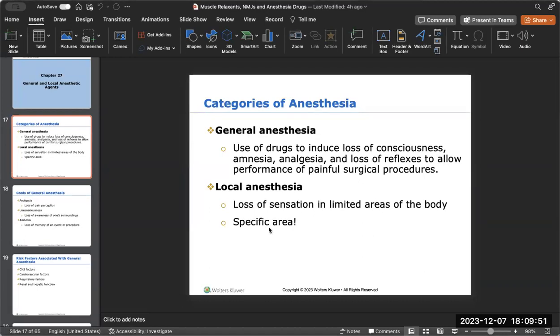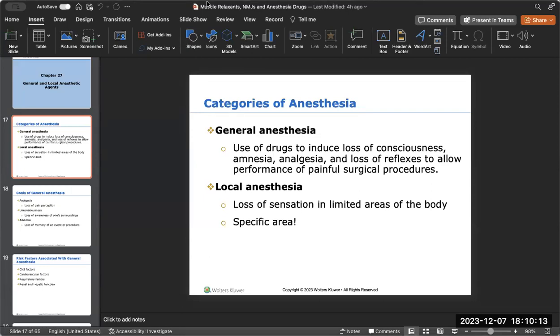So general means that it can go pretty much everywhere. As soon as you take that anesthesia, it's going to affect everything, okay? And it causes loss of consciousness, helps you forget like the procedure even happened, and even helps with reducing pain, okay? And loss of reflexes because they're CNS depressants.